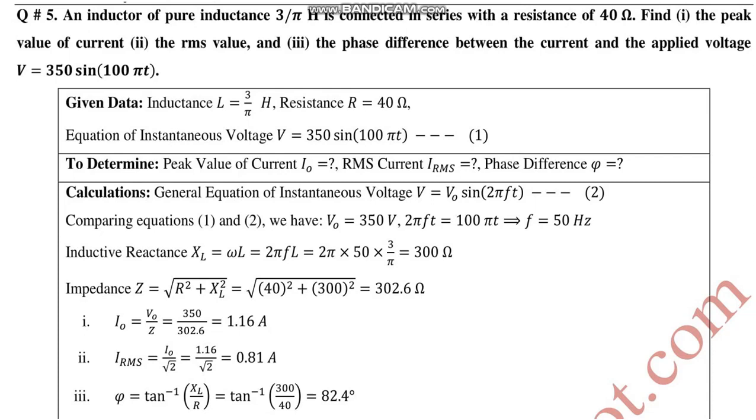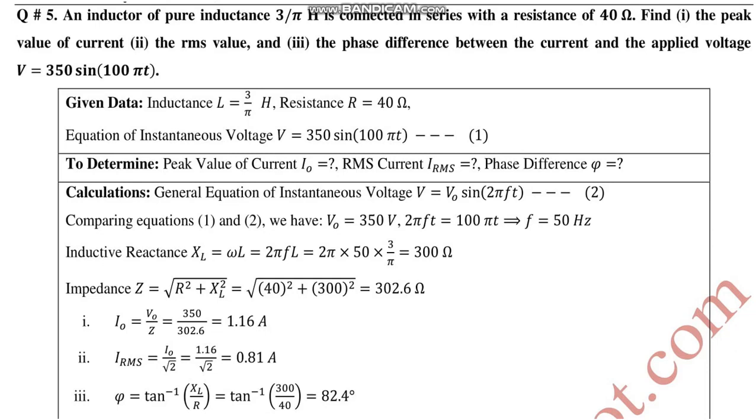Now first, peak value of the current, that is V naught over Z. V naught value, that is 350, and Z, that is 302.6. After dividing, we get the answer 1.16 ampere. Now second, IRMS, that has formula I naught over under root 2. I naught value we found first, that is 1.16 ampere, dividing by under root 2, we get the answer 0.81 ampere.